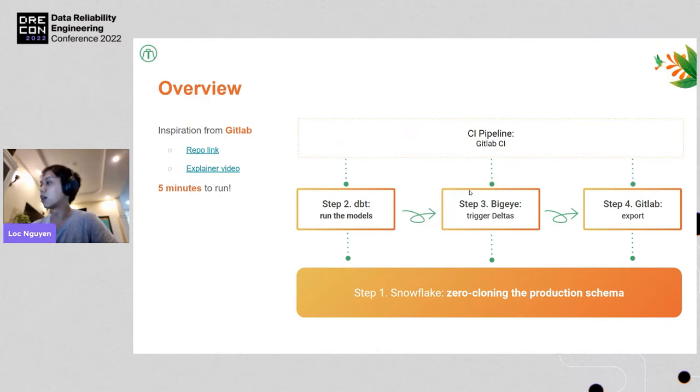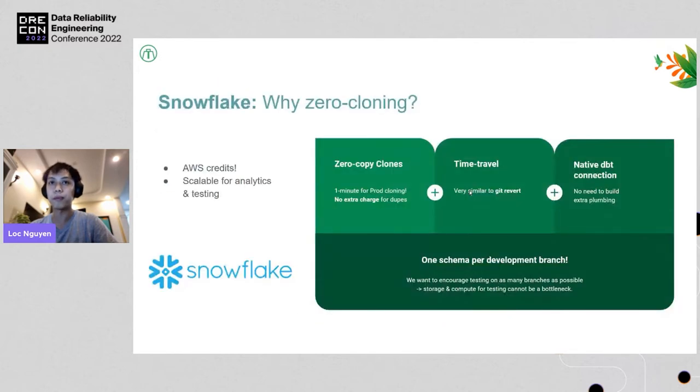And finally, this entire project takes a lot of inspiration from GitLab themselves. I have included the repository link from the GitLab data team and the explainer video. The entire pipeline takes 5 minutes to run, really quickly and really efficiently. It also adds a lot of confidence to our merge request. So first, I'm gonna go over a little bit why we use zero-copy cloning in Snowflake.